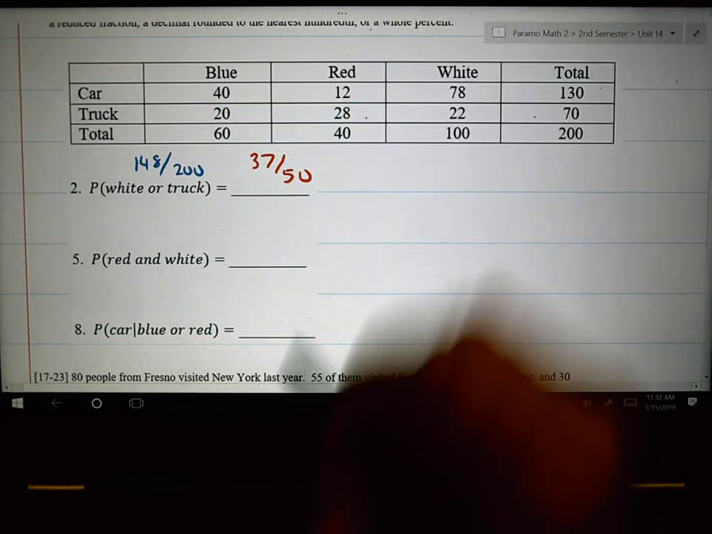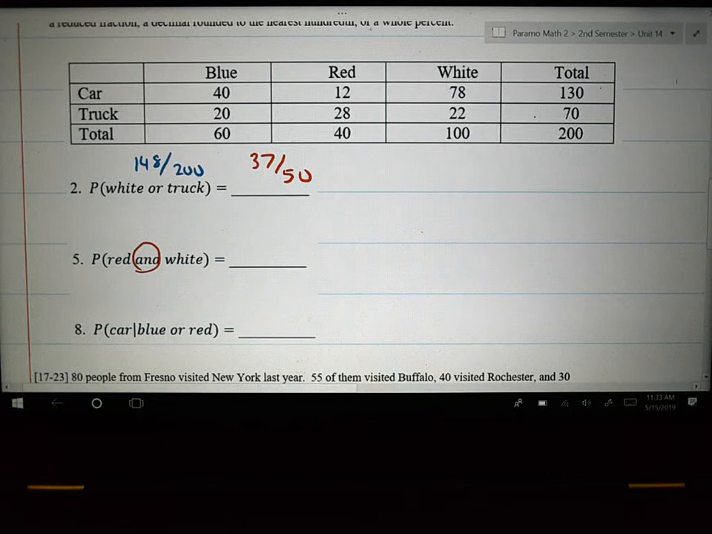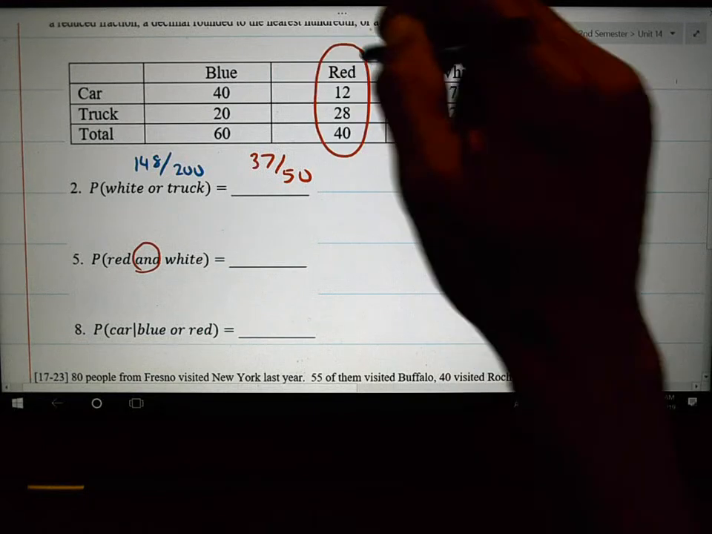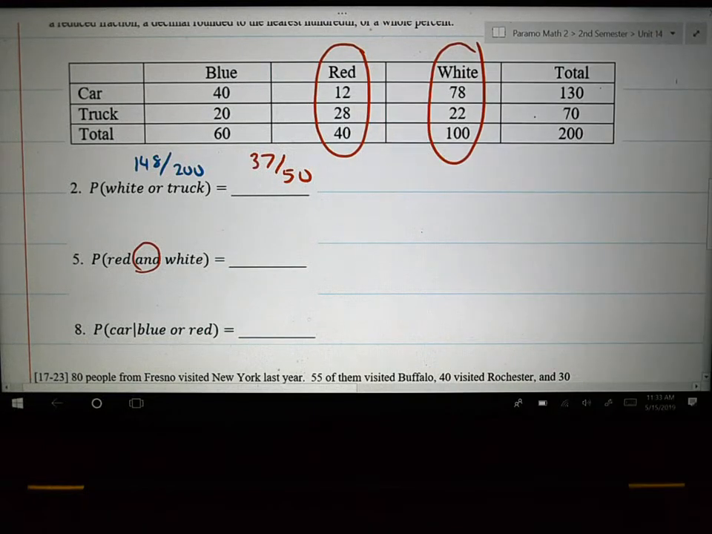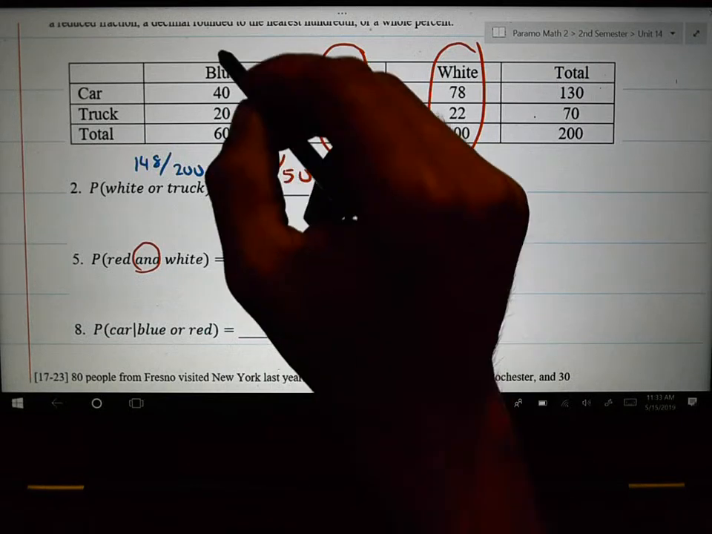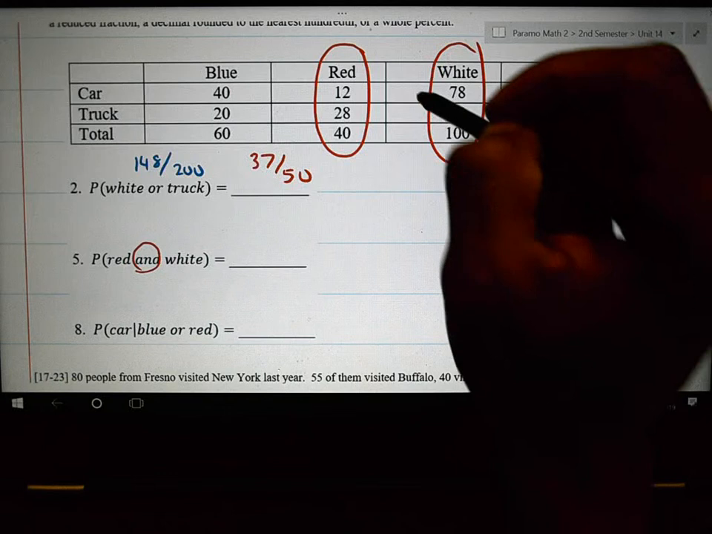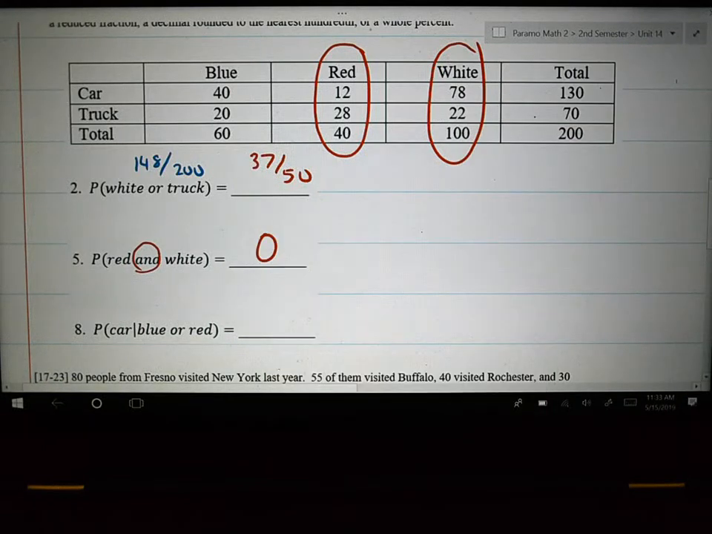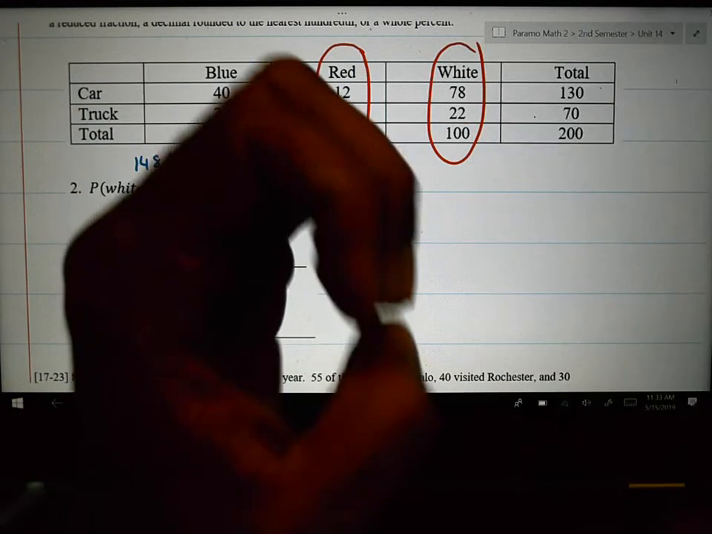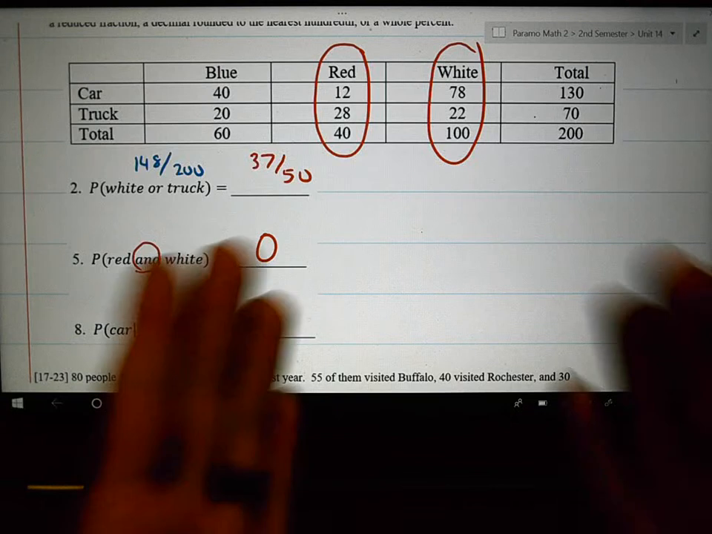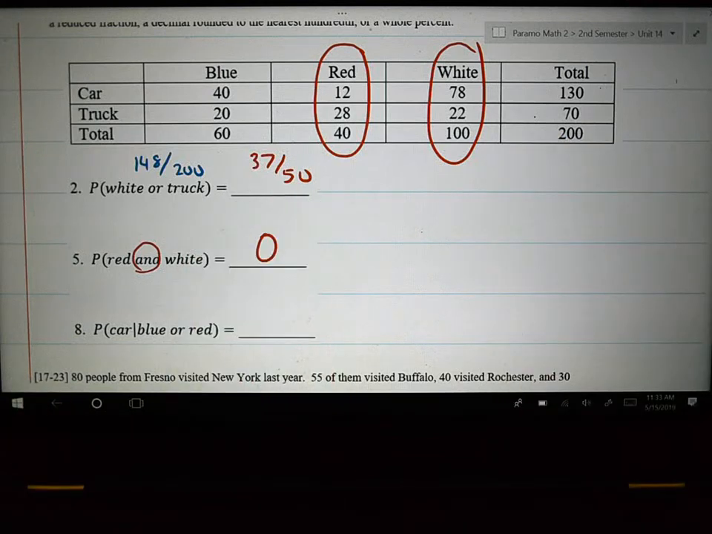Erase that too. Red and white. And means both. Red and white. How many are red and white at the same time? It's one of those trick questions. These are the blue, these are the red, these are the white. How many are both? It's 0. That was on the previous worksheet as well. There were some questions where, well, that's mutually exclusive. You can't be red and white at the same time. Not on this particular chart, at least.